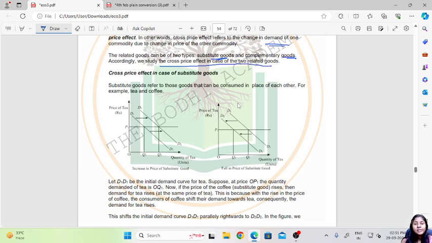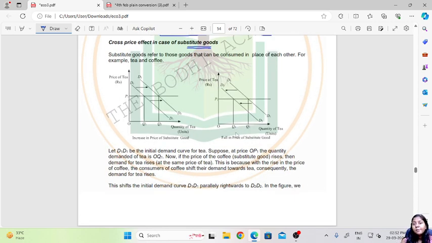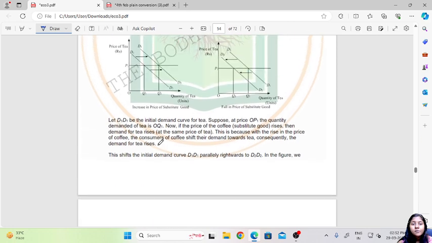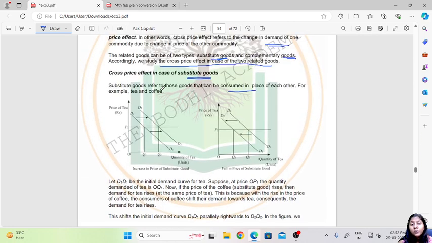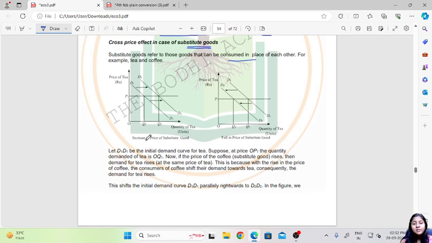So cross price effect in case of substitute goods. Substitute goods refer to those goods that can be consumed in place of each other, for example, tea and coffee. This is shown with the help of the diagram. If we see this, there is an increase in price of substitute goods given over here, and there is a fall in price of substitute goods given over here.